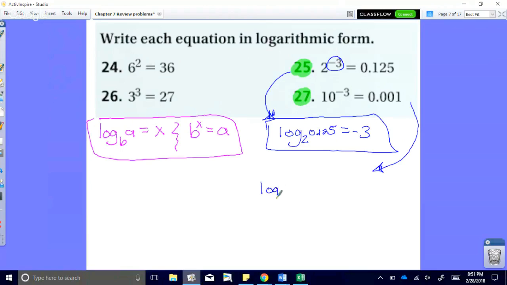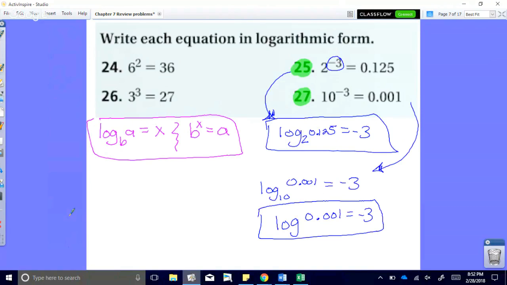Again, I have log base 10 equal to negative 3. And then 0.001 just fills. Now this one is a special one because log base 10 you don't actually write. This is called the common log. So my final answer is just log of 0.001 equal to negative 3. Because it's the common log, you can just go ahead and drop the 10.